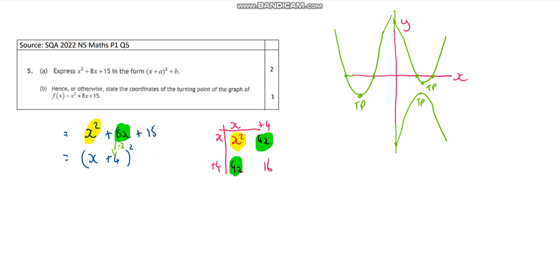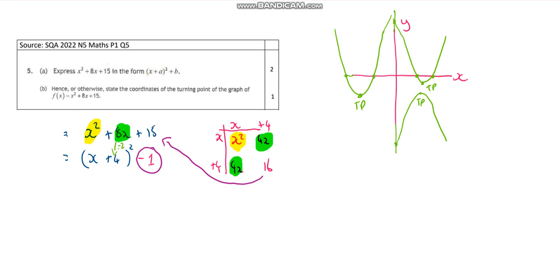15 take away 16 is negative 1. So there's two ways to think about it. I think that's probably the best way, just saying, how do I get from my plus 16 to the 15 that I want? Well, I take away 1. And that's us completed the square.